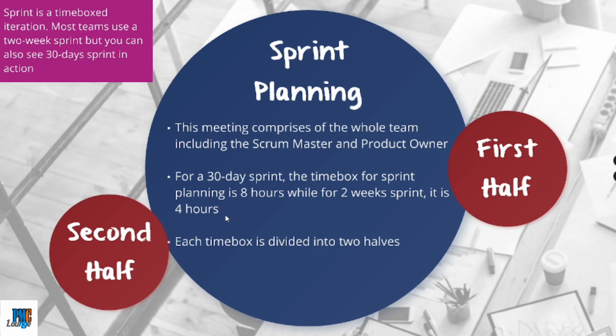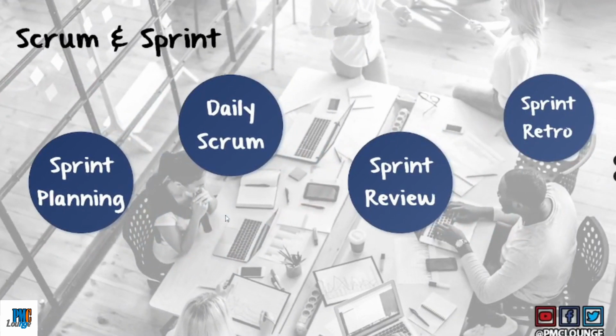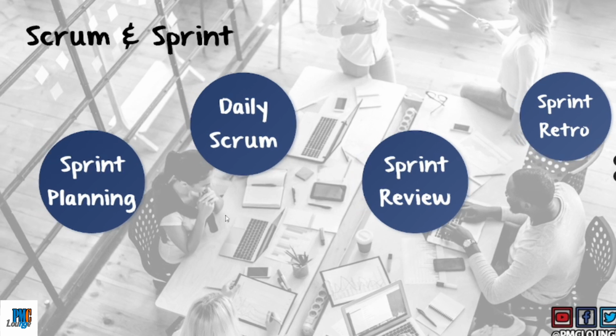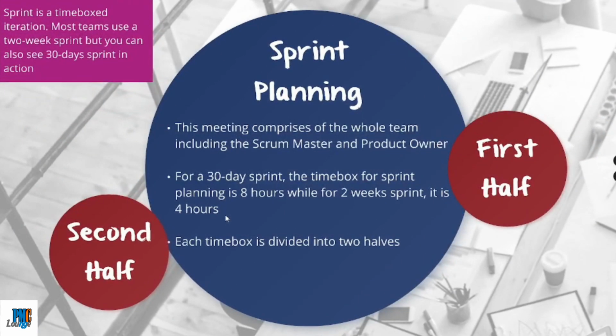And all the four meetings that we are going to talk about: sprint planning, daily scrum, sprint review, sprint retrospective, all of them have a certain time box that they follow. Now, each time box is divided into two halves. What we do in each of these two halves is what we are going to look at now. But understand the fact that whether you're doing a 30-day sprint or a 2 week sprint, you have a time box for sprint planning. You will have to finish this meeting within that time box.